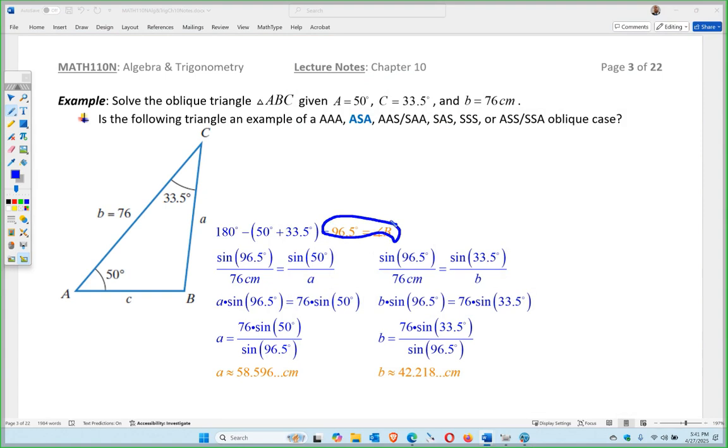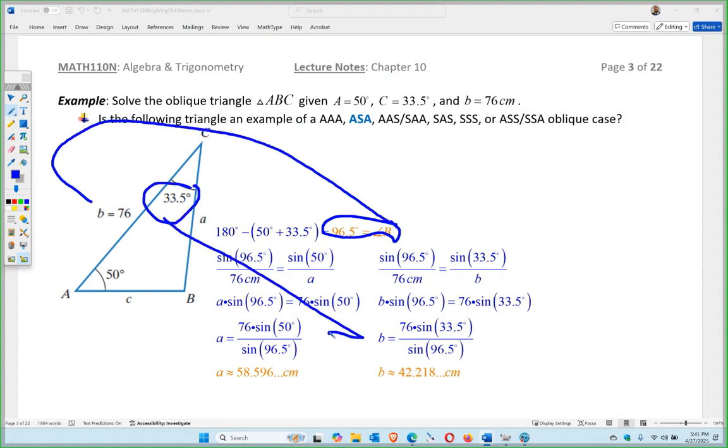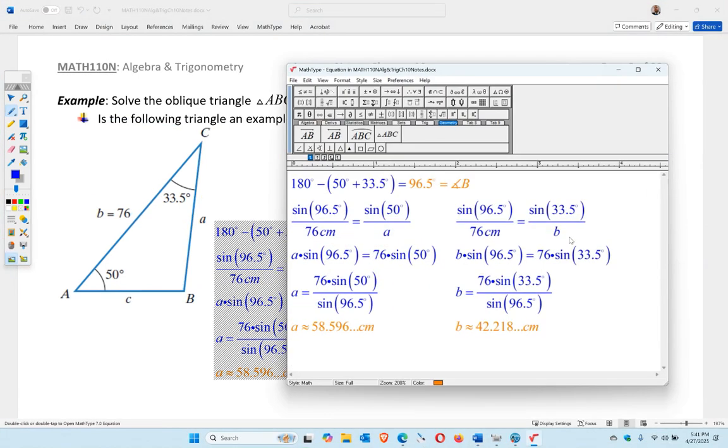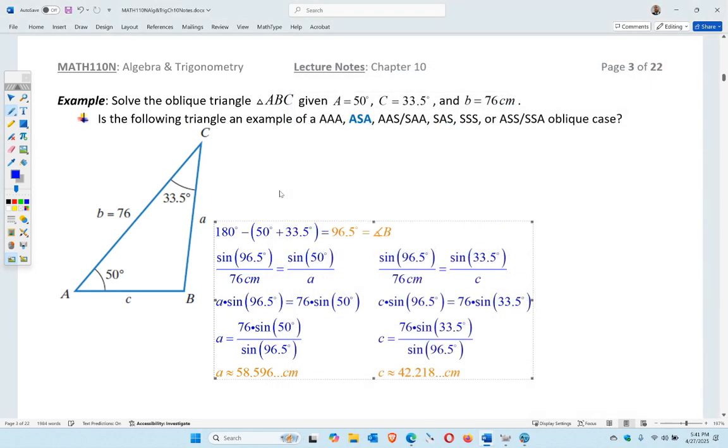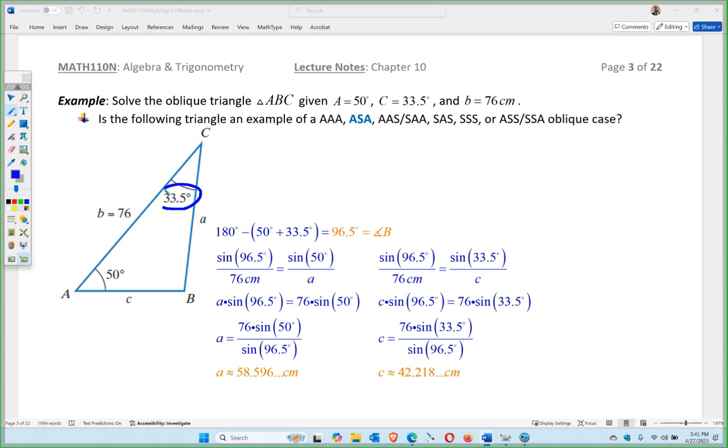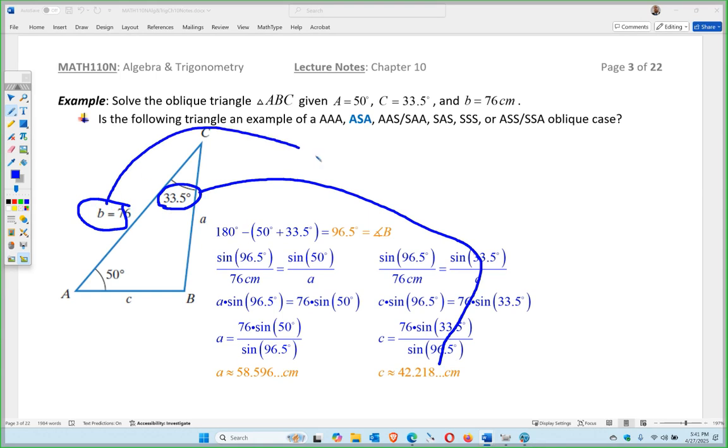the biggest angle is across from the biggest side. The smallest angle is across from the... did I do the wrong letter? Oh, that should have been C. I don't know why I did B again. That should have been C the whole time, right? C, C, C, and C, right? So now I have it correct. It's always good to double check when you're all done. So this is the security check, basically. Smallest angle, smallest side. Largest side, largest angle, medium angle, and this medium side. So it's the side in between, basically.